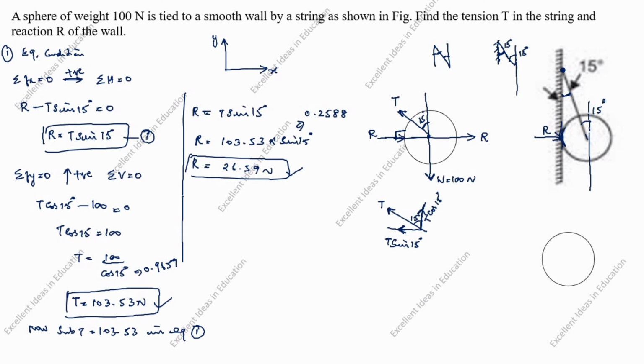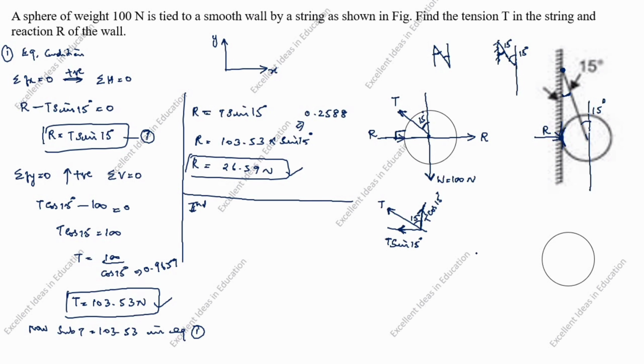This is the first method. Now we will see second method. Second method is Lami's theorem method. Why we are using Lami's theorem method? You see the condition, three forces is there, three concurrent forces is there. So we will use Lami's theorem also in this case.